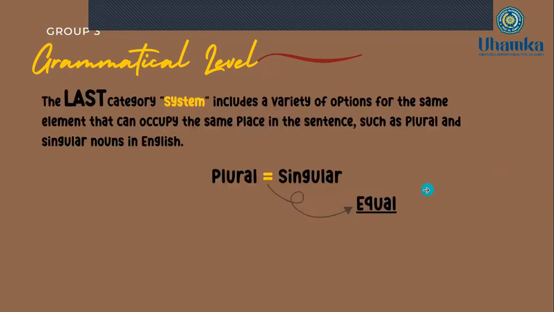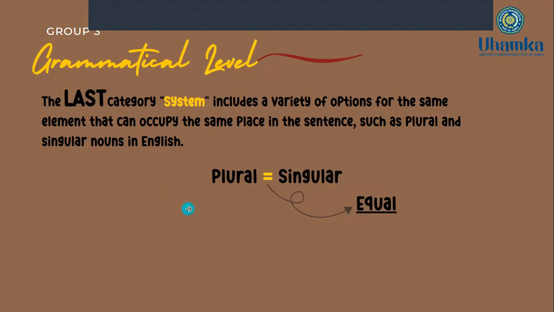And the last category is system. It includes a variety of options for the same element that can occupy the same place. Here we have to underline that they occupy the same place in the sentence, such as plural and also singular nouns in English.